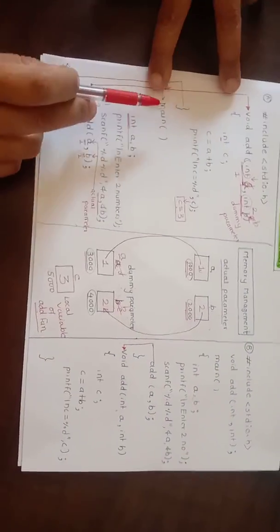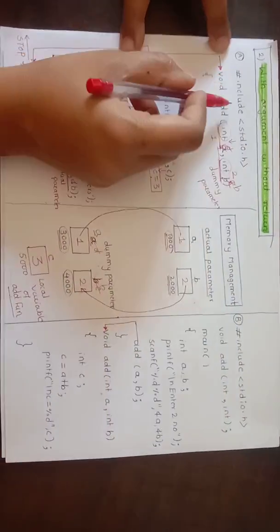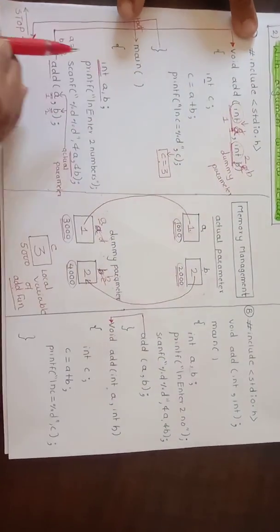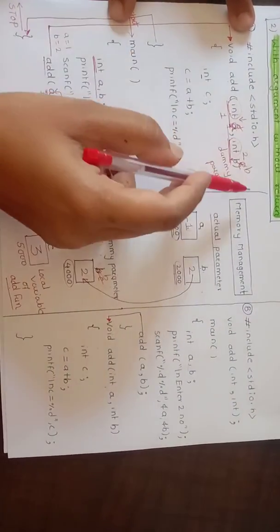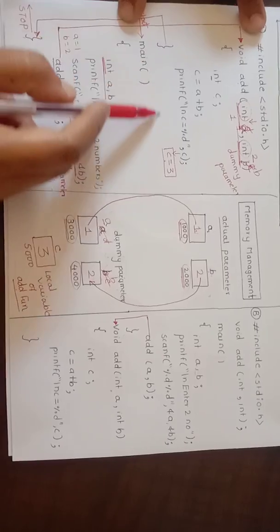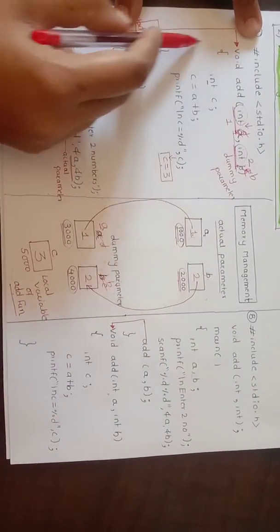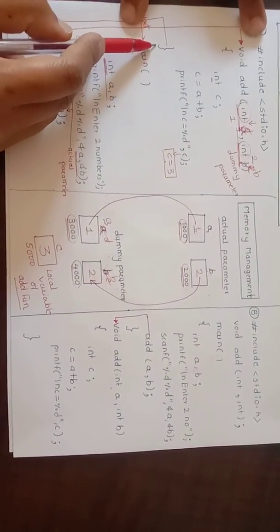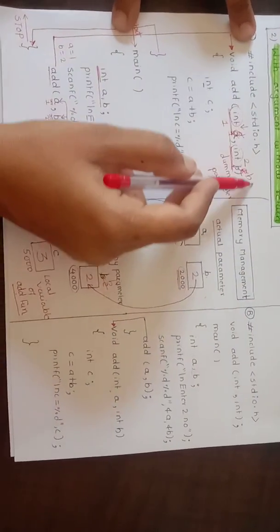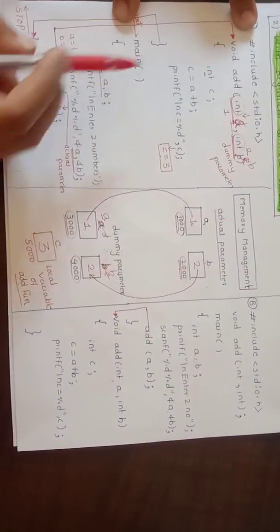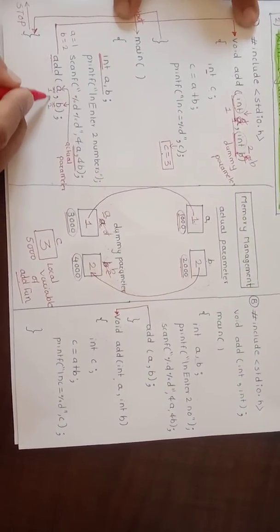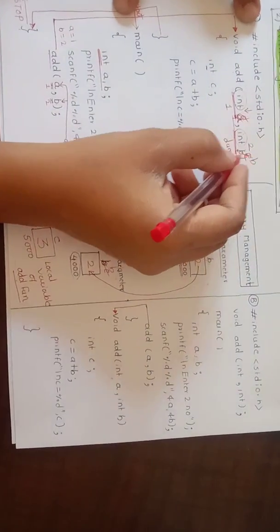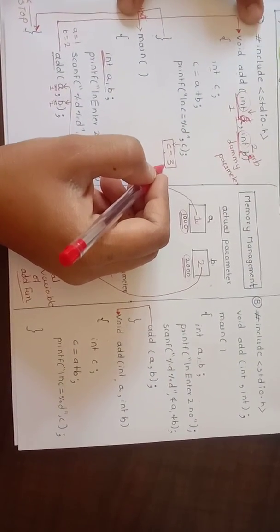Now, this is your first style of writing, that is your header file, your main function, and in between we add a definition of the user defined function. So if you observe here, the prototype declaration is not written, only a function call and the function definition.